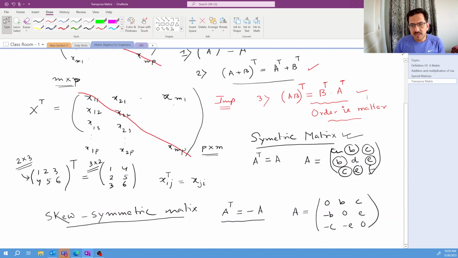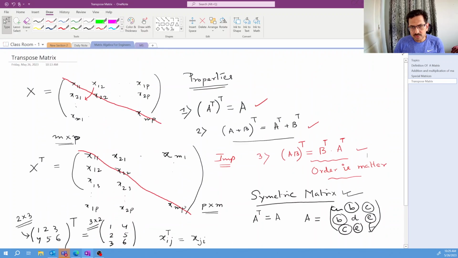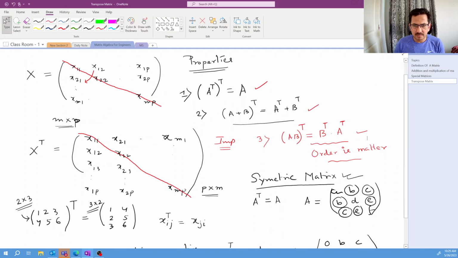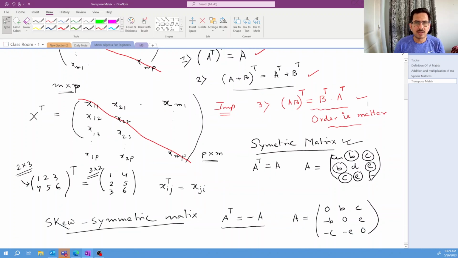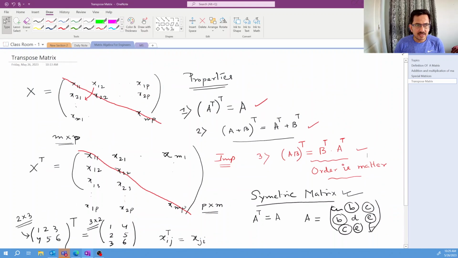Please try to do some tests at home with these properties. They will definitely be satisfied, but if you do a little hands-on work, you will completely understand the concept of matrices.